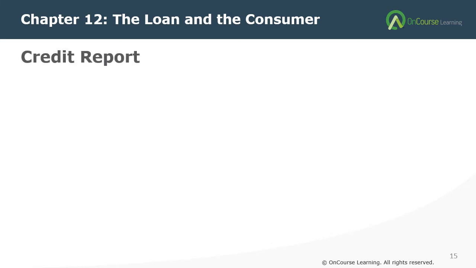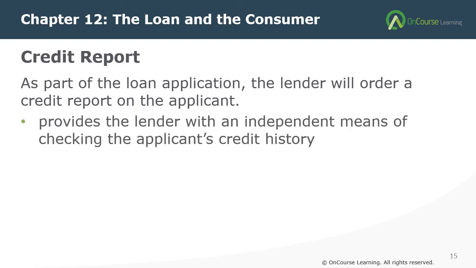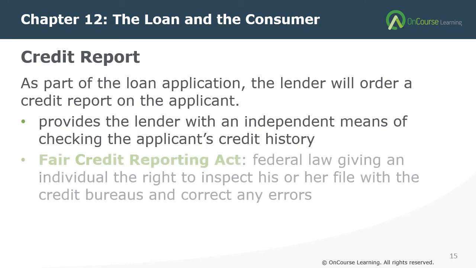Loans are supposed to be made based on the value of the property, who holds title, and can the borrower repay that loan. So in qualifying the loan applicant, the lender will order a credit report on that applicant. That's going to provide the lender with a totally independent means of checking the applicant's credit history. And we know that the FICO score is what's really driving the access to credit in today's marketplace.